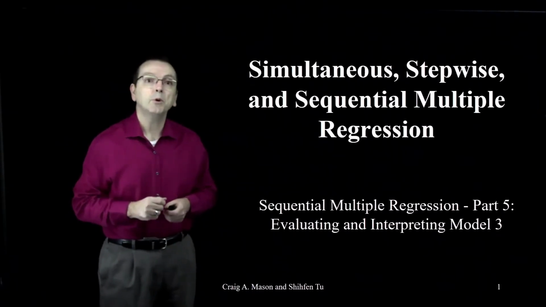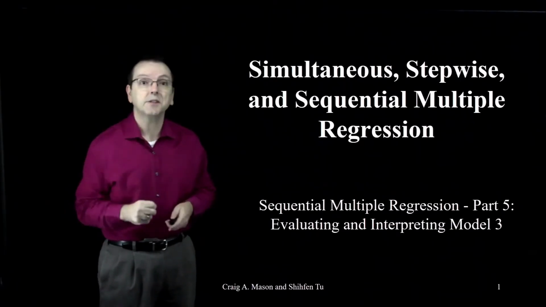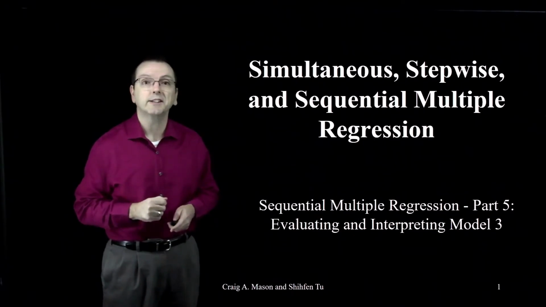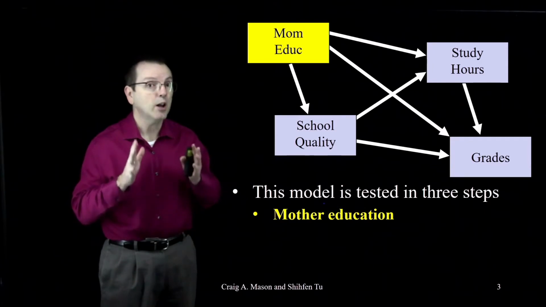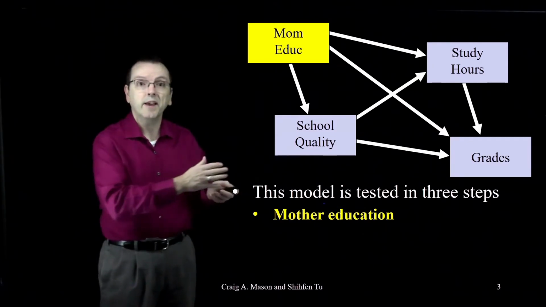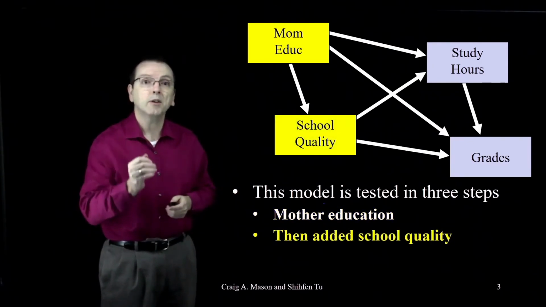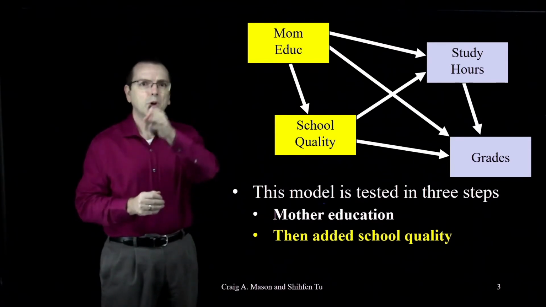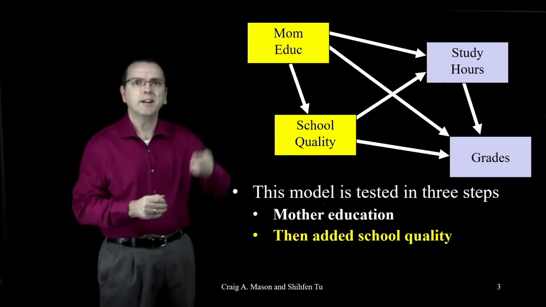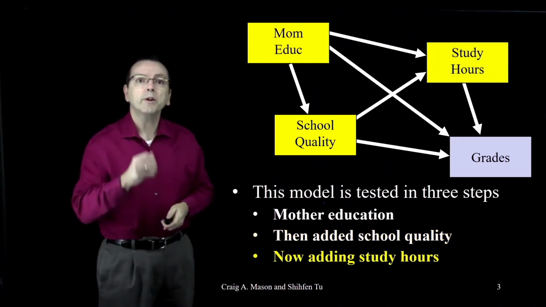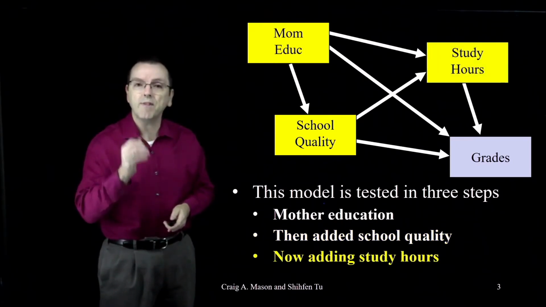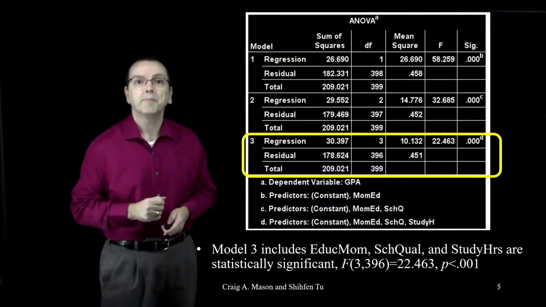In this video, we'll move to the third and final step of our sequential multiple regression example. We previously looked at mother's education alone in Model 1, and then we added school quality in Model 2 as we began to work through the sequential chain of effects. Now, in Model 3, we're going to add study hours as our final predictor variable.